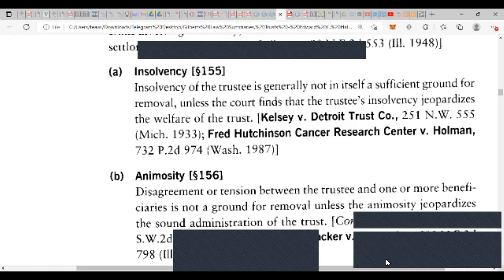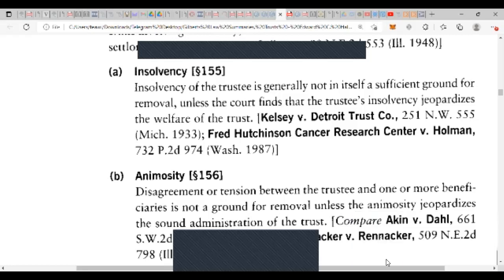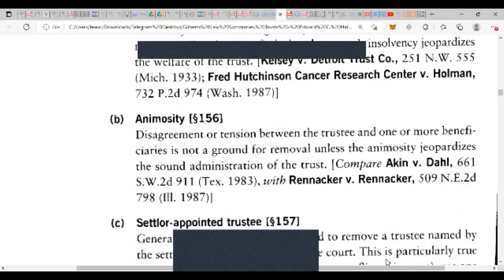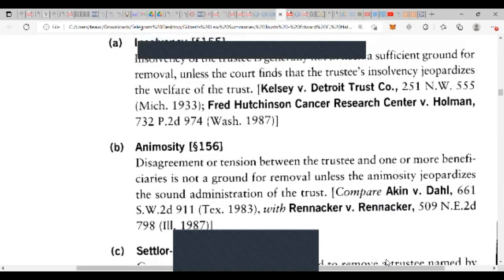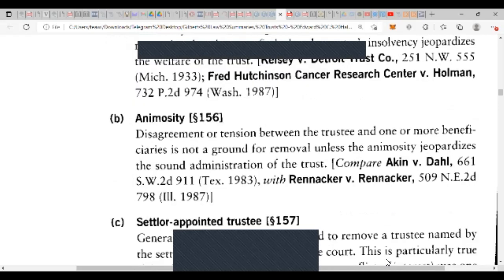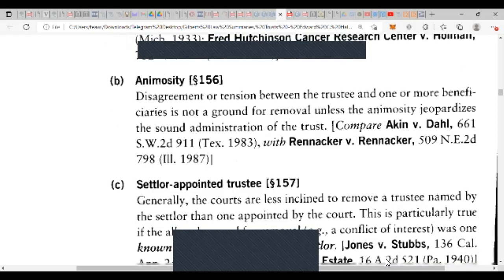Insolvency. Insolvency of the trustee is generally not in itself a sufficient ground for removal unless the court finds that the trustee's insolvency jeopardizes the welfare of the trust. Kelsey versus Detroit Trust Company, 1933, in Michigan. Fred Hutchinson Cancer Research Center versus Holman in Washington, 1987.